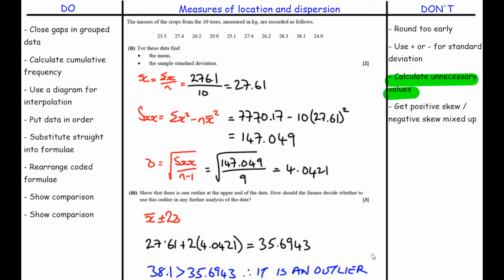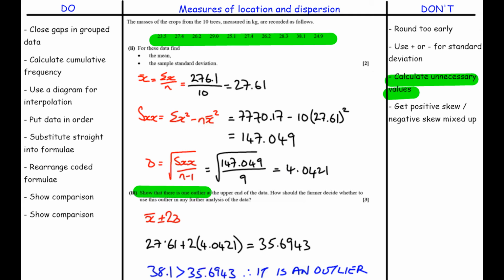Be careful not to calculate any unnecessary values. Down here in the lower half, we were asked to show that there is only one outlier. A lot of people at this point were tempted to go back to the original data and recalculate the upper quartile and the lower quartile, because that's your favorite way to identify outliers. But you don't have time for that in the exam.